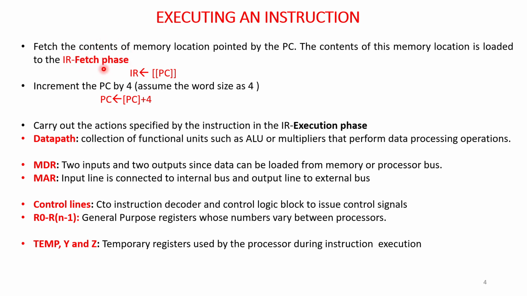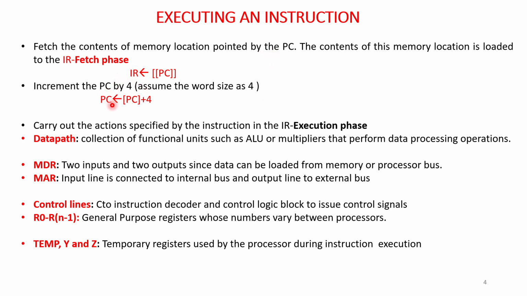For fetching an instruction, first the CPU has to refer to the program counter. What is the program counter? It's a register which holds the address of the next instruction to be executed. The IR contains the instruction which is currently being executed. So fetching involves referring to the PC, going to that memory location, fetching that instruction, and loading it into the IR.